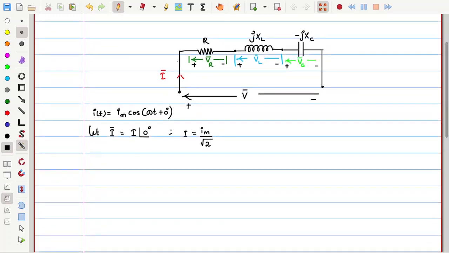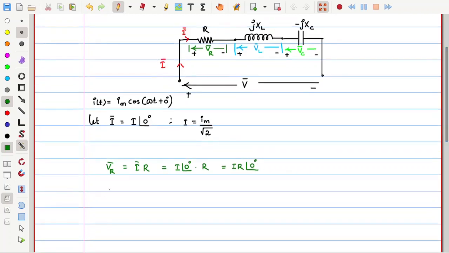Now if we know the current, can we find the voltage across the resistor by Ohm's law? So the voltage across the resistor, VR phasor, is equal to current times resistance. The current is I at an angle 0, and the resistance is R. So simply this is equal to IR at an angle 0 degree. This is the voltage across the resistance.